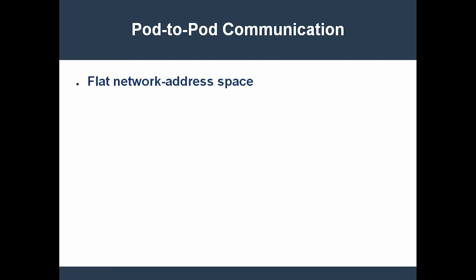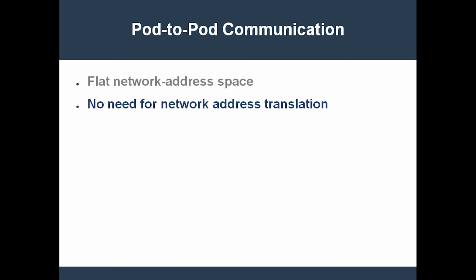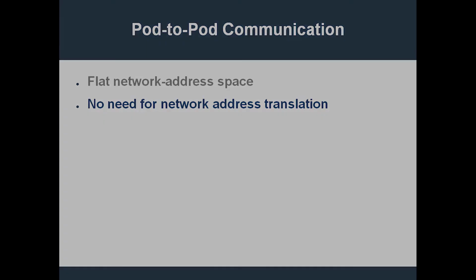All pods in a Kubernetes cluster live in a flat network address space. This means that containers in one pod can communicate with containers in another pod without the help of network address translation. It's as if the pods are all computers which live on the same local area network. In other words, communication between pods is hassle-free, something that isn't always the case with other container orchestration solutions.